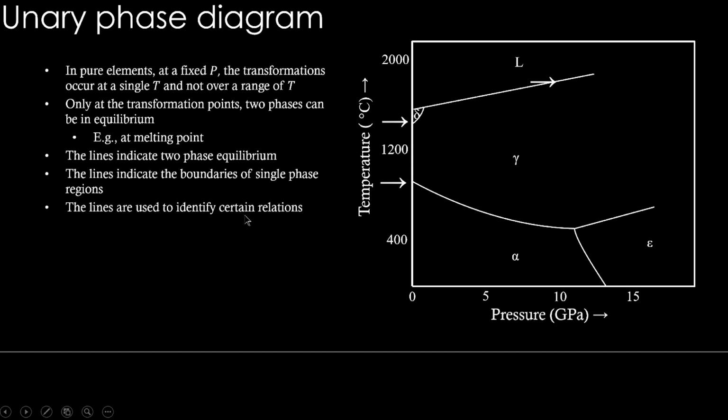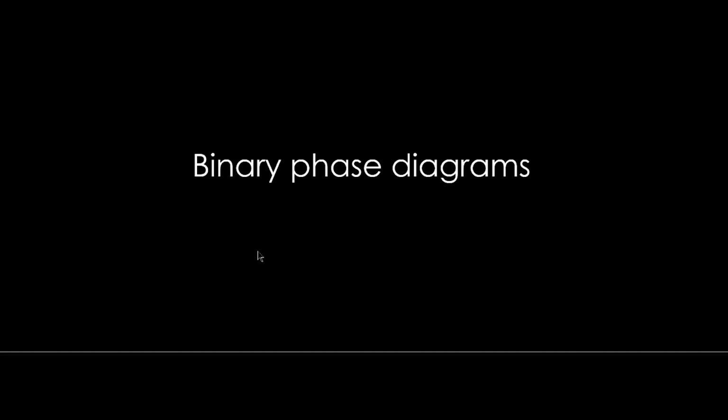So the lines are also used to identify certain relations. For example, how the melting temperature varies with the pressure, or how the alpha to gamma transition varies with the pressure, things like that. So you can see how a unary phase diagram gives so much information about a unary system. So with this, let's go to binary phase diagrams.